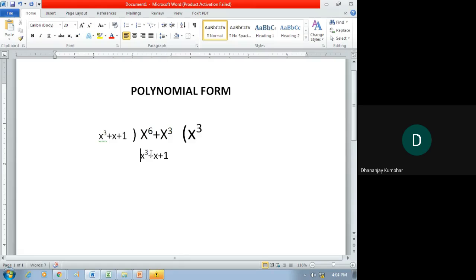So what answer will be here now? Once you go for multiplication, this x raised to 3 will now become x raised to 6. Here it was x, so it will now become x raised to 4, no? And here 1 is there, so it will now become x raised to 3.